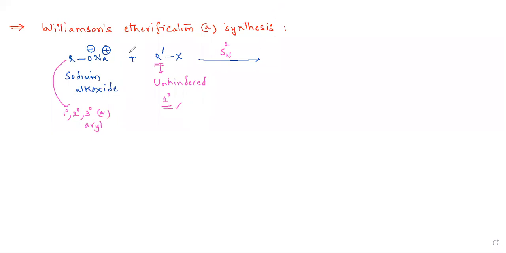Now, in this reaction, the alkoxide ion attacks the alkyl group carrying a halogen from the backside to form an ether. ROR plus AX. Of course, this is R dash, right? Now let me give you some examples.